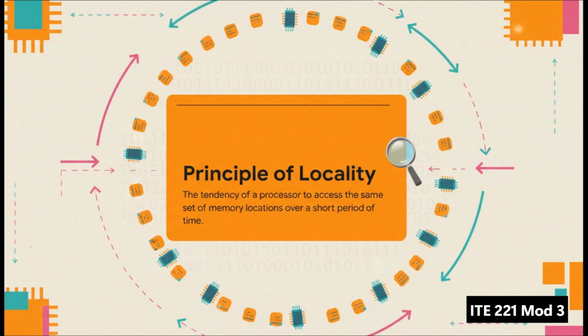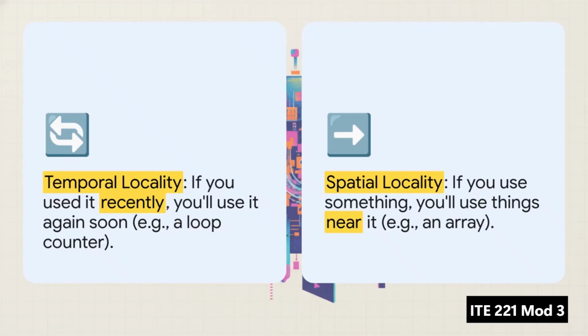And all that really means is that programs tend to reuse the same bits of data and instructions over and over again in a really short amount of time. And this principle kind of has two flavors. First, there's temporal locality. That's just the idea that if you just use something, like say a counter in a loop, you're probably going to use it again really soon. Then there's spatial locality. This one says that if you use a piece of data, you're probably going to need the data that's stored right next to it, like when you're reading through items in an array.